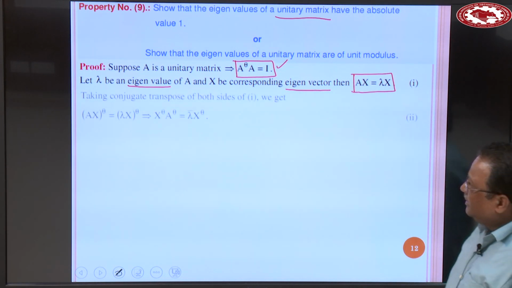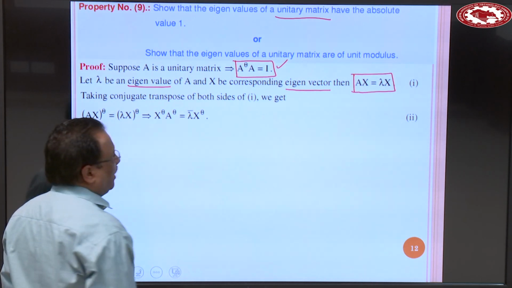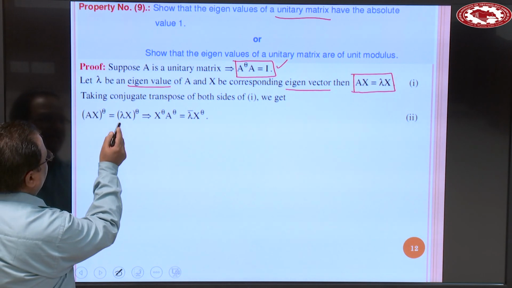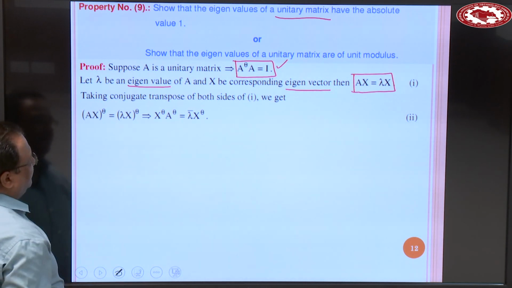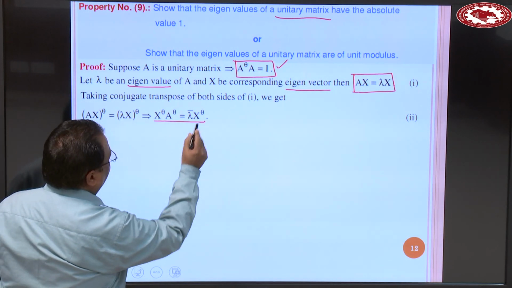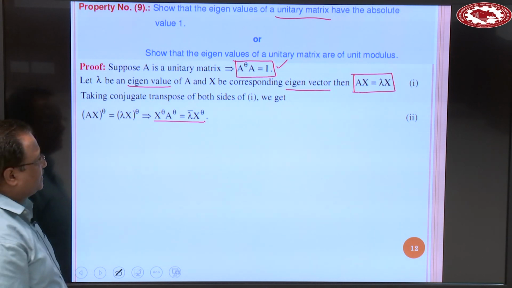Clear? Now, taking conjugate transpose of both sides of 1, (Ax) theta is equal to (lambda x) theta. This means x theta A theta is equal to lambda bar x theta. Lambda bar, okay? Don't put a dash, lambda bar only, x theta.